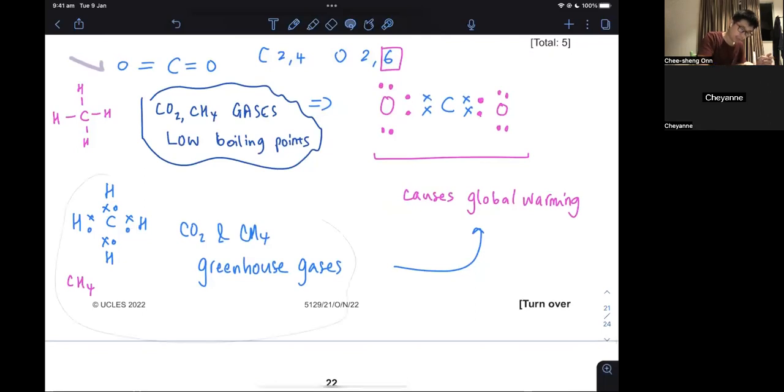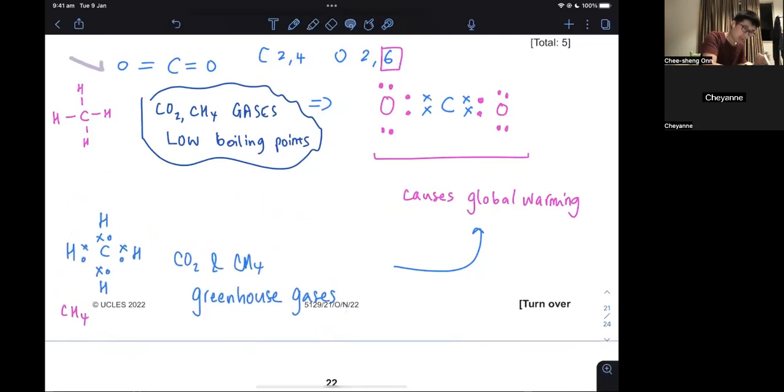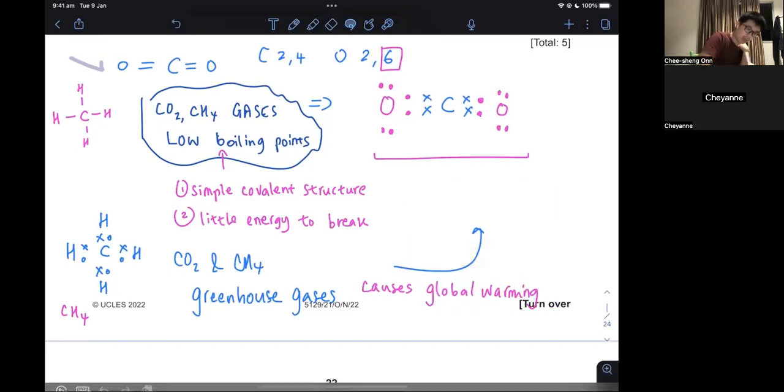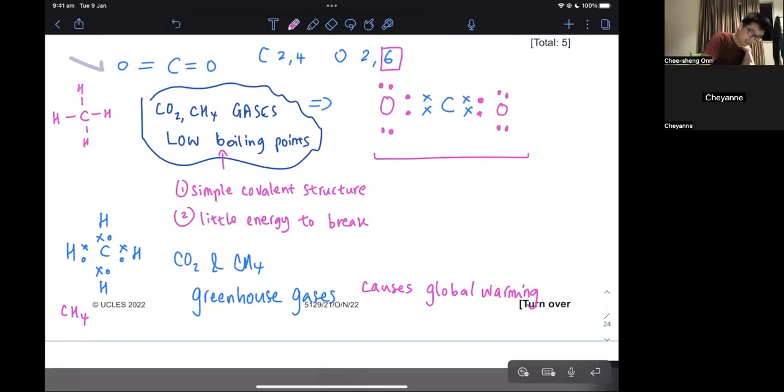Should probably recap your year 9 if you don't know these. We talk about what is the reason for the low boiling point. Number 1, we said simple covalent structure. This was in the year 9 property of covalent compounds. So little energy, or not a lot of energy, is needed to break something which is weak. So you're just breaking weak force of attraction.